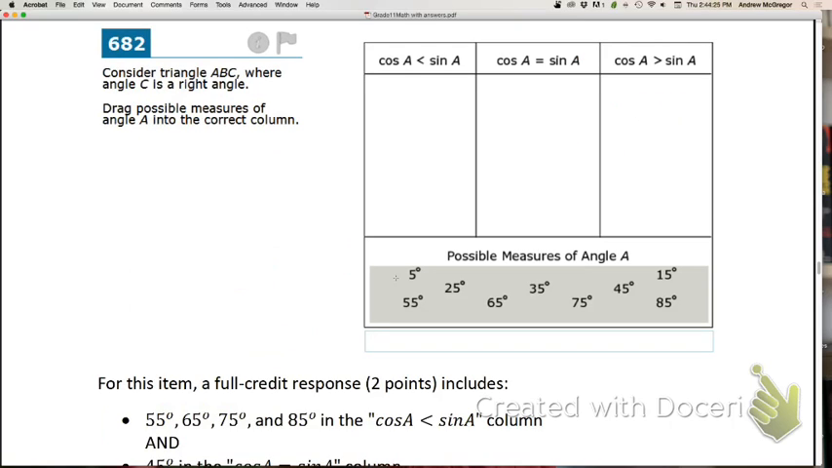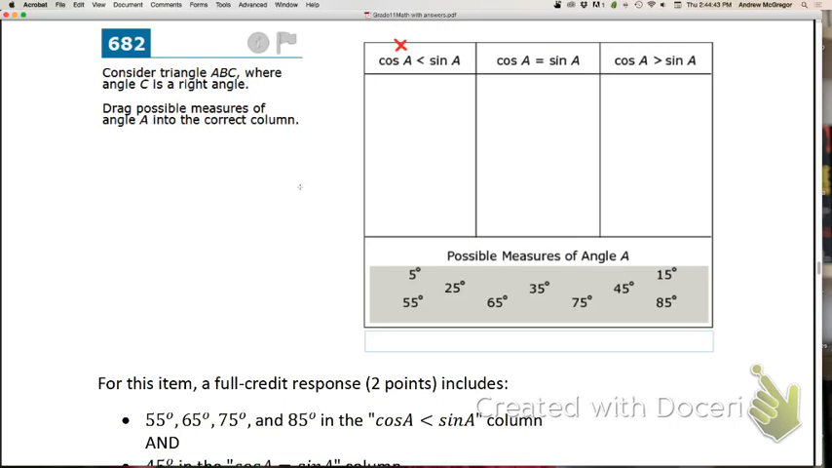Number 682. Consider triangle ABC where angle C is a right angle. It's a right angle, right? Now, with a right angle, we're dealing with right triangles. We can think of the unit circle. Cosine on the unit circle is your x or your y coordinate. It's your x coordinate, right?